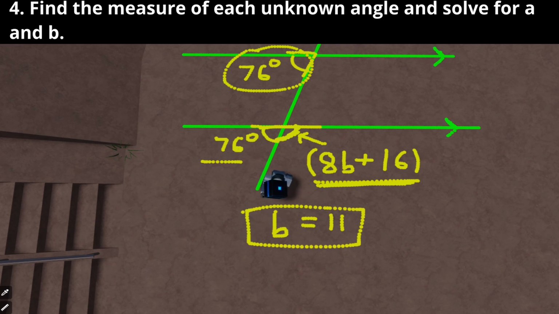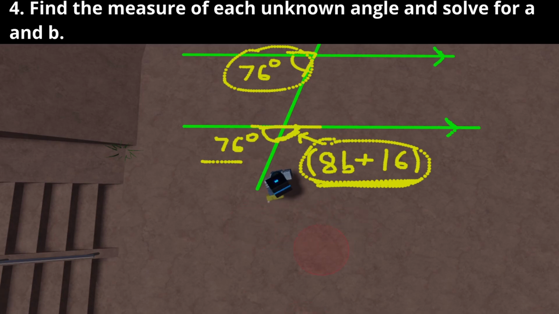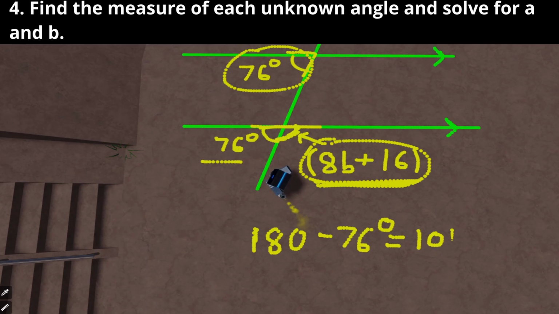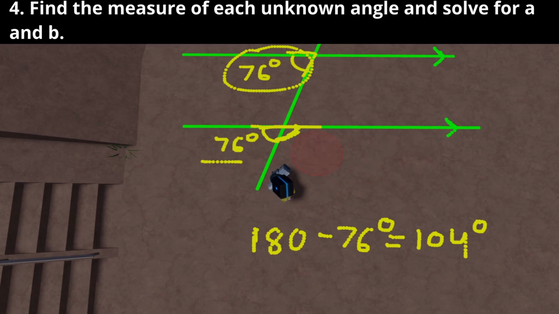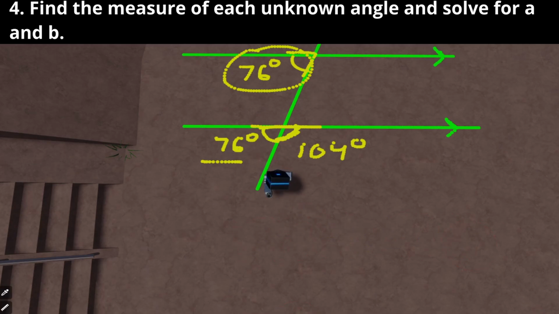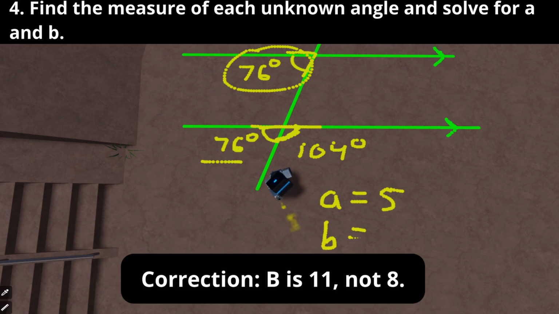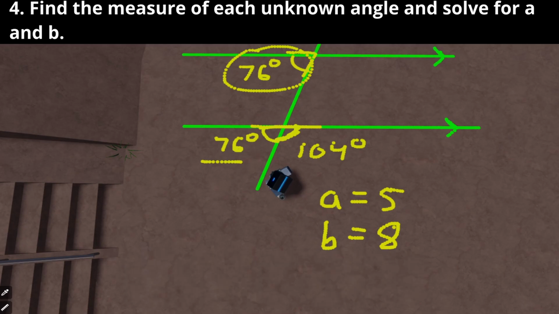And then how can I find what this total angle is? What is 8b plus 16? Well, all you need to do is just do 180 minus 76 degrees, because these are supplementary angles. And if you do that, you'll find that this total angle is 104 degrees. So what I can do is I can just replace this whole thing with 104. And let me just write a and b again, because I said we needed to solve for those. So in this problem, we got that a was 5 and b was 11. And that's it. We're done with this problem.